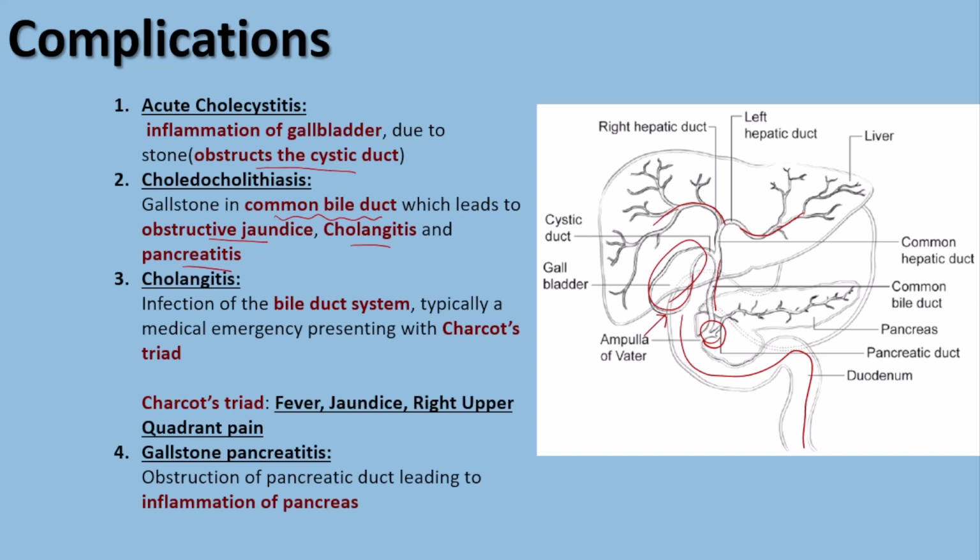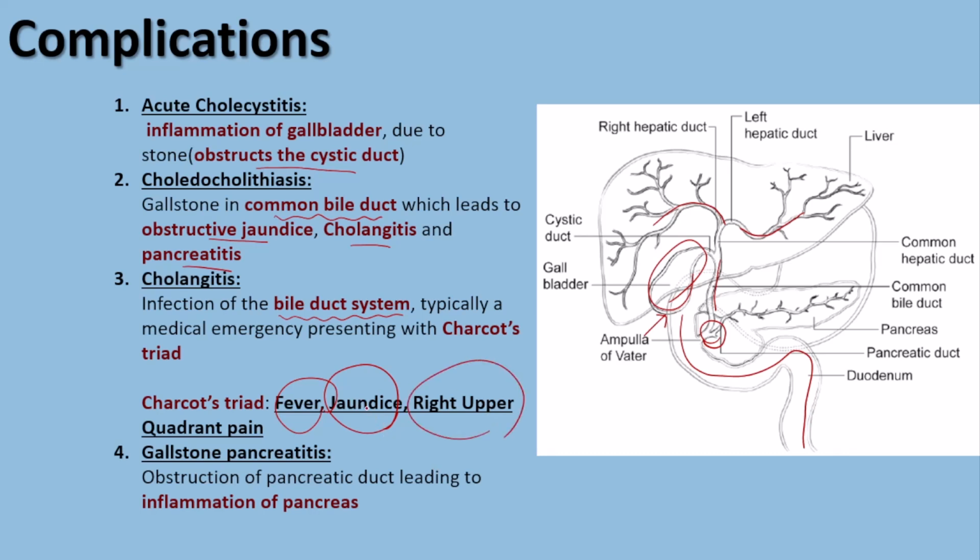Another complication, the third complication, is cholangitis, which is inflammation of the biliary system and bile ducts, and this usually presents itself with Charcot's triad. Charcot's triad is three symptoms. We have fever, we have jaundice, obstructive jaundice, and also we have right upper quadrant pain.